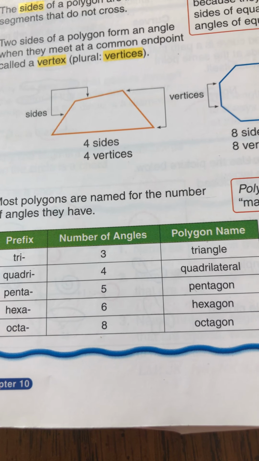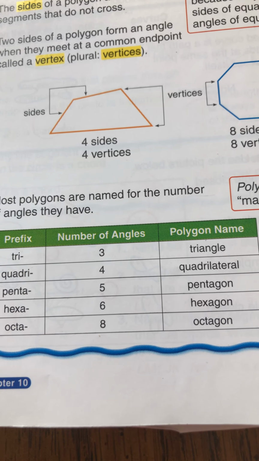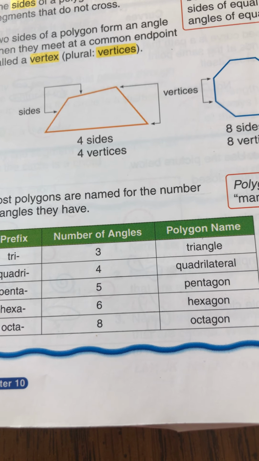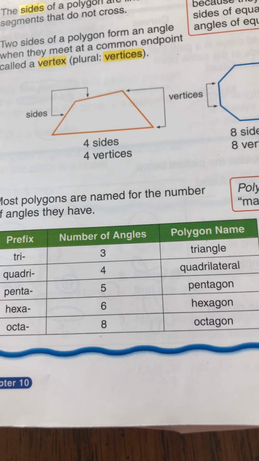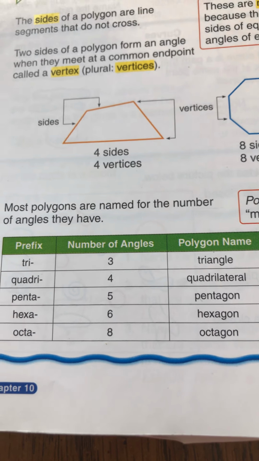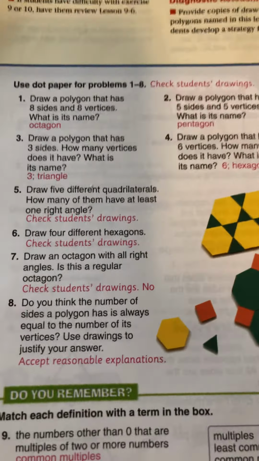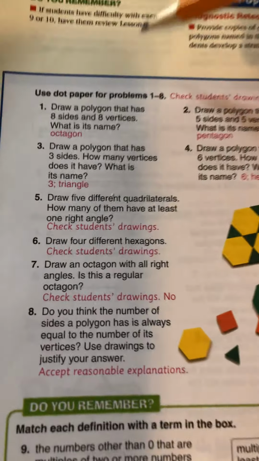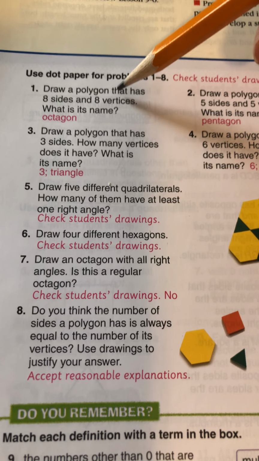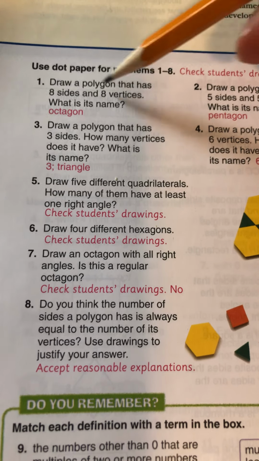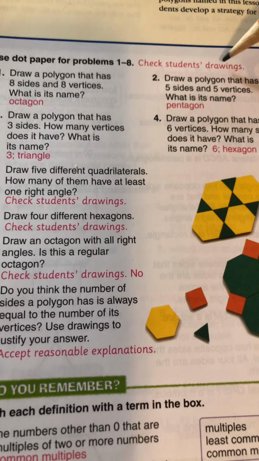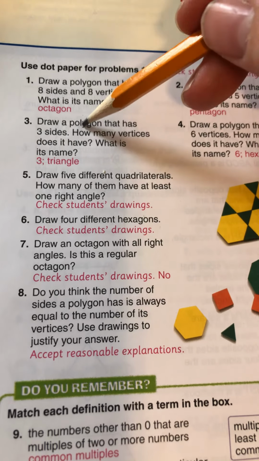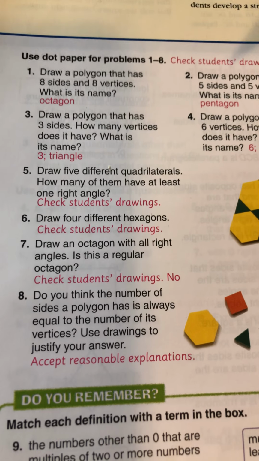Okay, so a pentagon is going to be a 5-sided figure with 5 angles. Hexagon is a 6-sided figure with 6 angles, and an octagon is an 8-sided figure with 8 angles. Okay, so over here, they're just asking you to draw some different figures. So if you were going to draw a polygon with 8 vertices and 8 angles, or 8 sides, you're going to draw an octagon. Like I said, 5, pentagon, 6, hexagon, triangle, and so on.